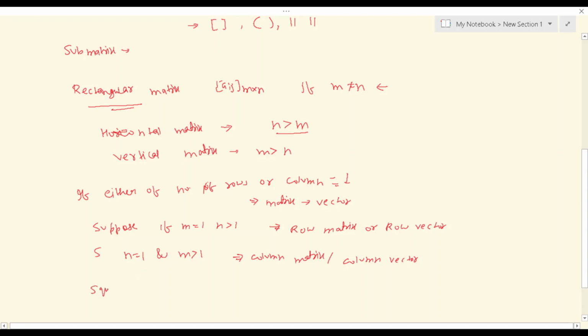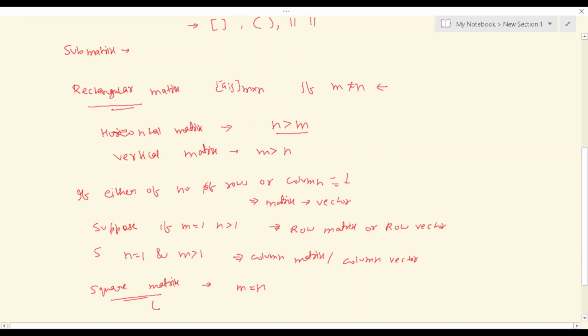Now we define a square matrix, and this is very important. You can see that the whole matrix topic is based on this concept only. Okay, we'll see it later. For a square matrix, m is equal to n, that is, the number of rows and number of columns both are equal. Okay.